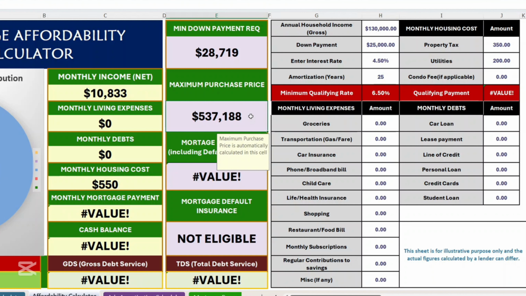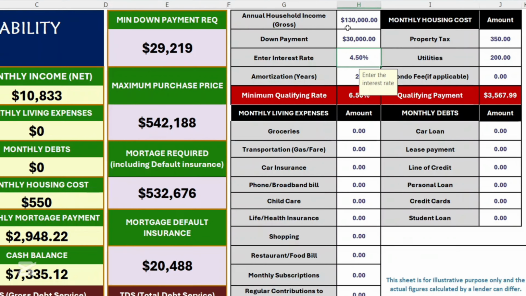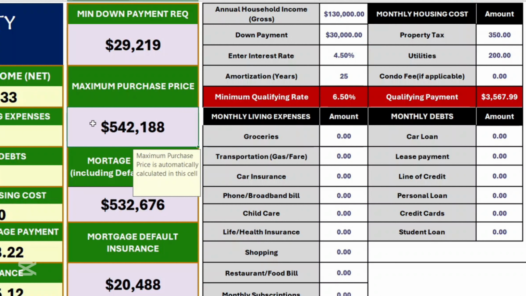So now what I'm going to do here is I'll be rounding off to the next number. So if it says $28,719, I do here $30,000. As soon as I put $30,000, all the values which previously were showing as invalid, now it is showing the complete data. Now what it shows is, on the basis of this income with $30,000 down payment, at this rate of interest with this amortization, and this house with these housing costs, that is property tax and utilities, this is the maximum purchase price your home can be.